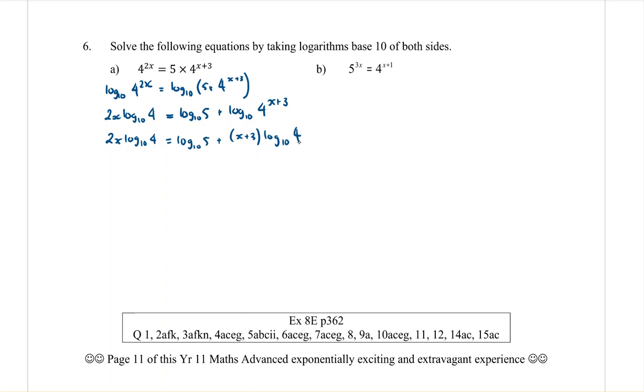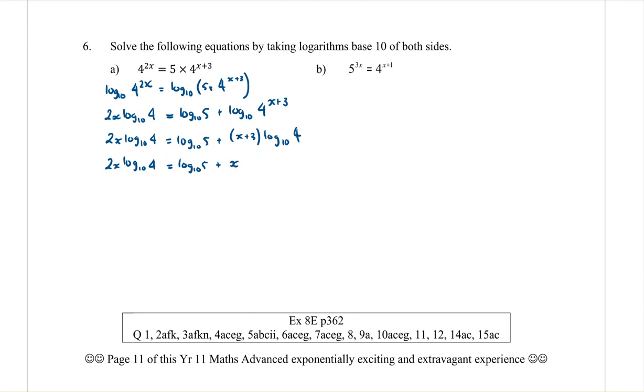Now, anytime you're trying to solve an equation for x, unless it's a quadratic, normal equations with x, you only ever want one x in there. So the goal is I need to try and get this x term and this x term together. So I'm going to have to expand this out so that I have the x away from the 3. So let's expand. We're going to get 2x log base 10 of 4, log base 10 of 5.